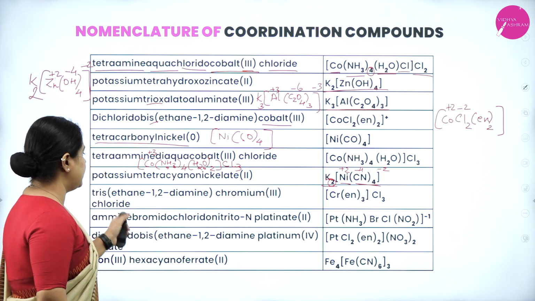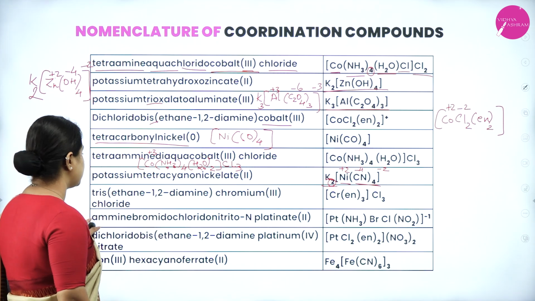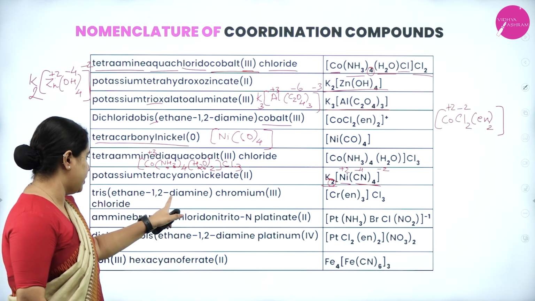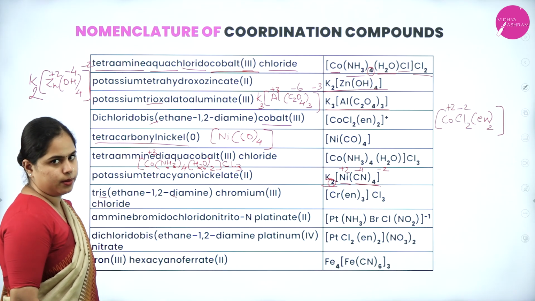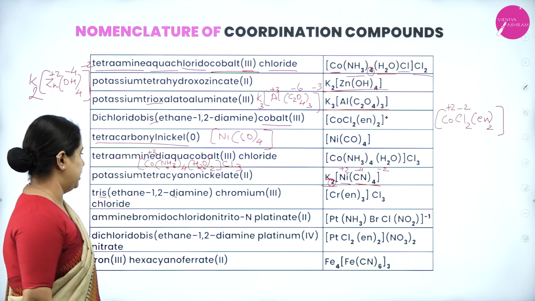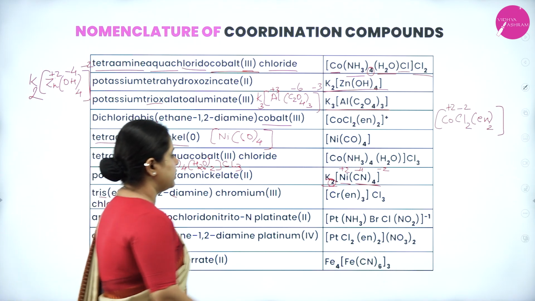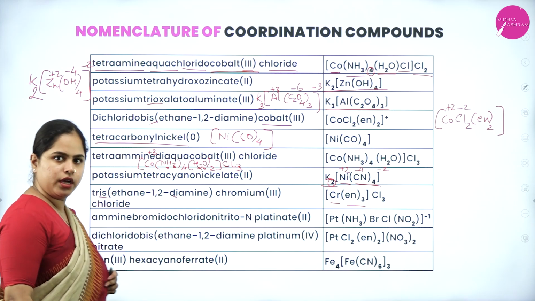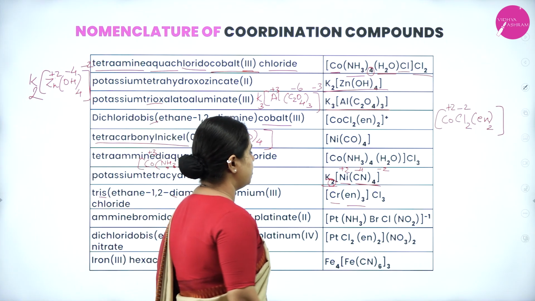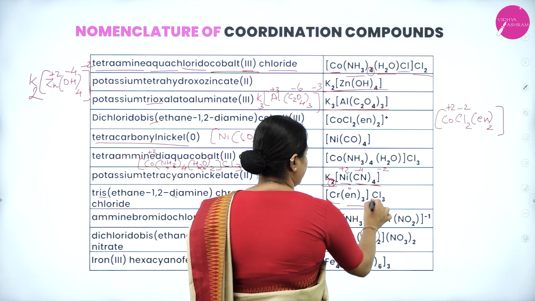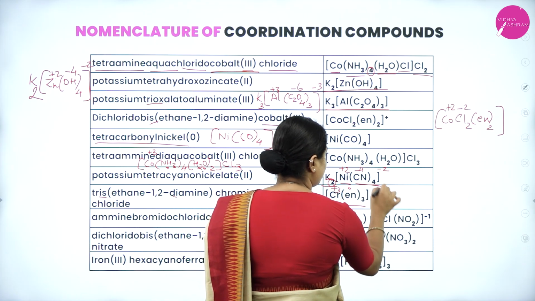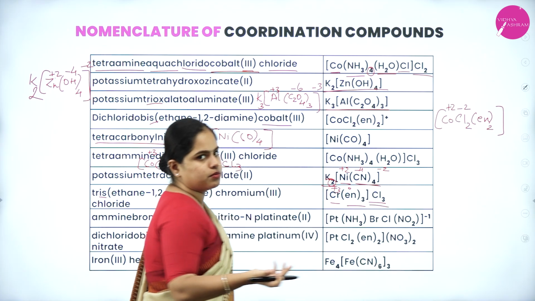Next one is tris(ethane-1,2-diamine)chromium(III) chloride. Here ethane-1,2-diamine already has a di in it, that is why we use tris here. So 3 en will be there, and chromium, so Cr(en)3. That is clear. Which was the counter ion here? Chloride. Ethane-1,2-diamine is neutral, so if the chromium is +3, then to balance that there should be 3 atoms of chlorine.